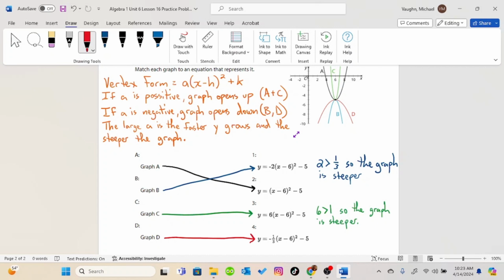If you have any questions about how to match graphs to the vertex form of the quadratic equation, please use class time to ask for further clarification.